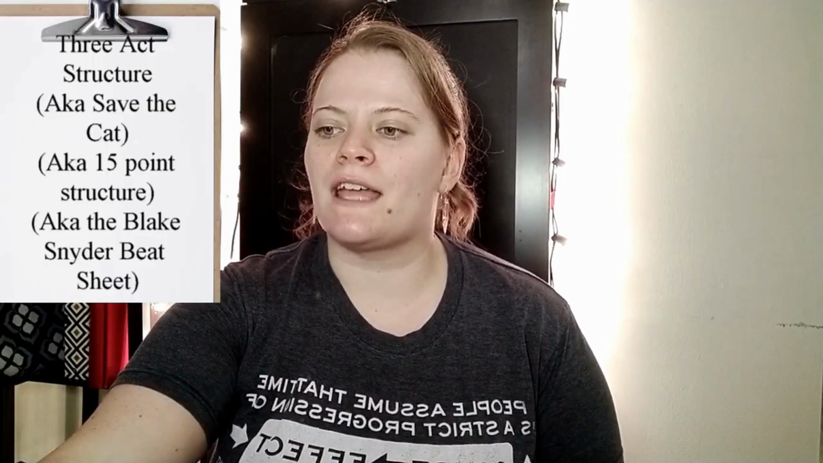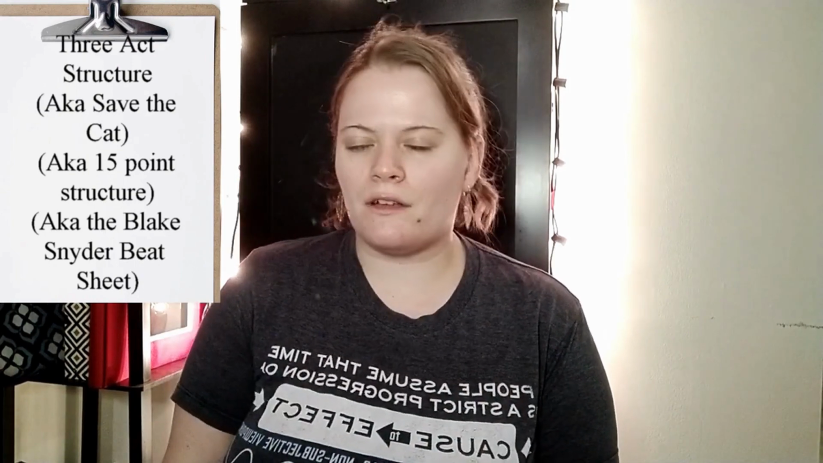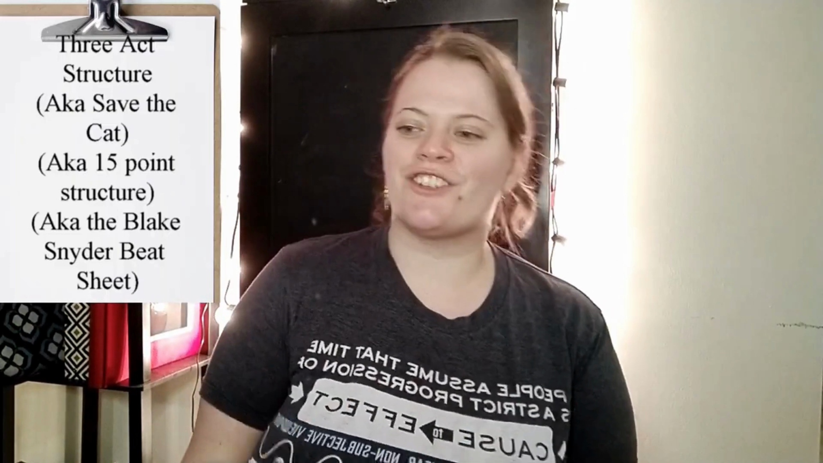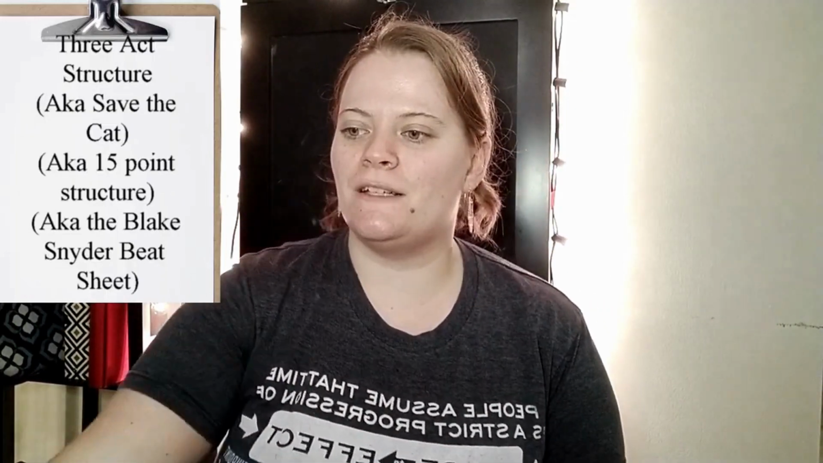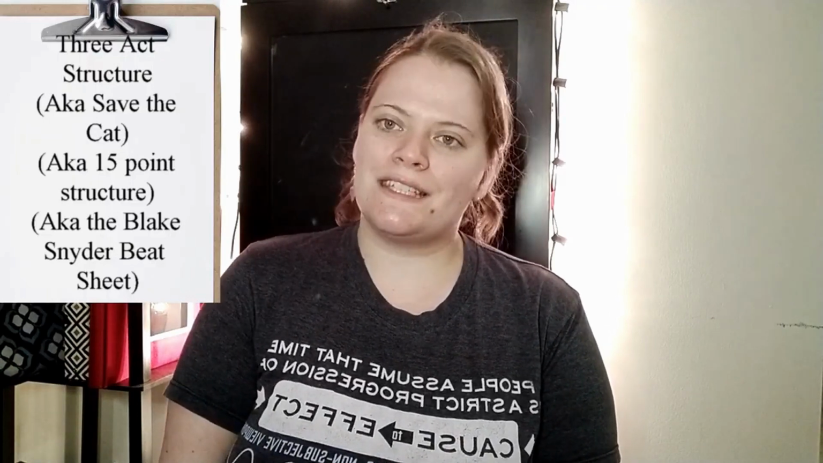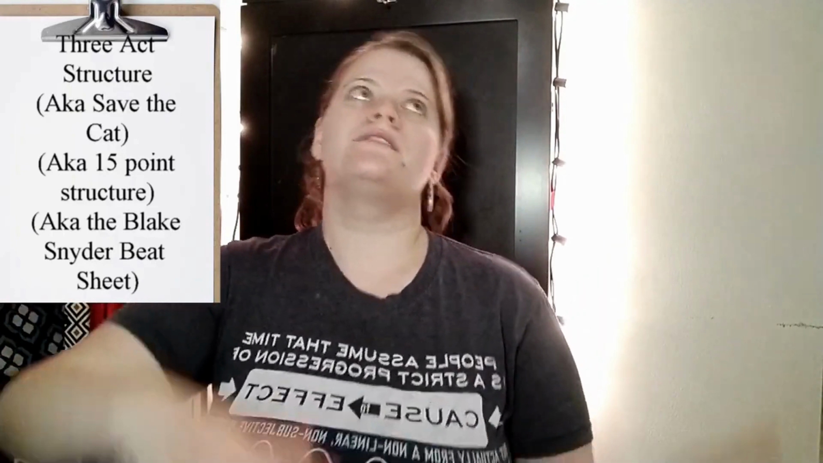If you've heard of Save the Cat story beats, it follows this basic structure. I'll link to a Save the Cat worksheet down below. It's also known as 15-point structure, aka the Blake Snyder beat sheet. This is specifically for screenwriting, but as always, a story is a story. So this is Save the Cat, which is also known as 15-point structure, also known as 3-act structure.